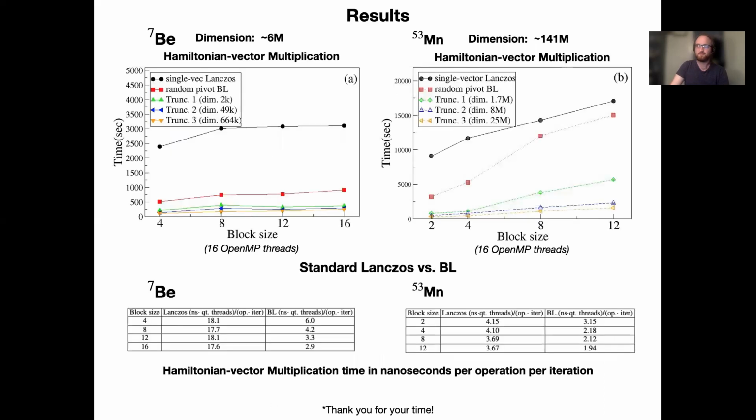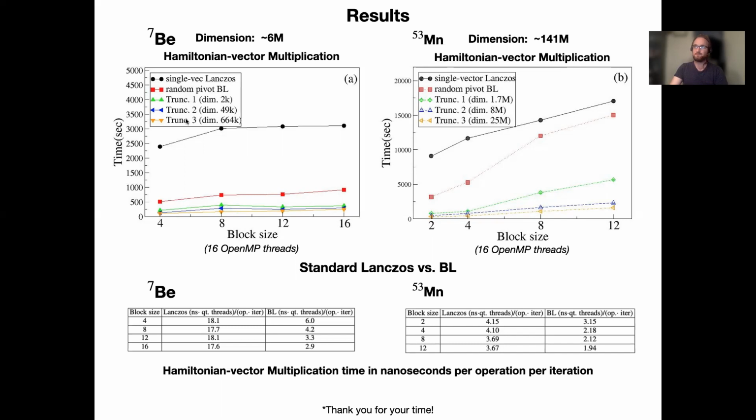All right, let's check out those improvements. So I have two cases to present here. Each case is a plot of mat-vec and mat-mac timing for each Lanczos approach, and a lower table with the Hamiltonian vector multiplication time and nanoseconds per operation per iteration. Plots A and B show the total mat-vec time for each Lanczos method required to converge a quantity of low-lying eigenstates equal to the block size. So if you want 4 eigenstates or 8, you're going to have a block size of 4 and 8.